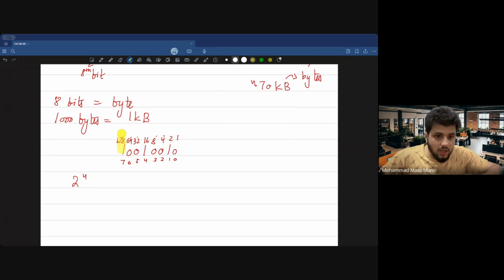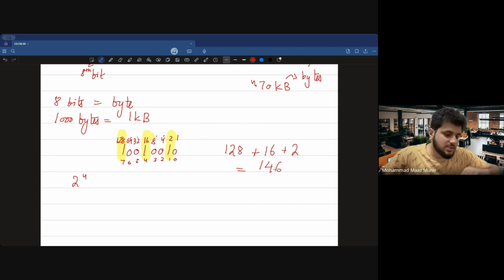So where are the ones? We have a 1 up here. We have a 1 up here. We have a 1 up here. Now, just add the corresponding value. 128 plus 16 plus 2. What's the answer? It is 146. Exactly. Perfect. It's 146. So this is basically how you convert a binary number into a denary number.